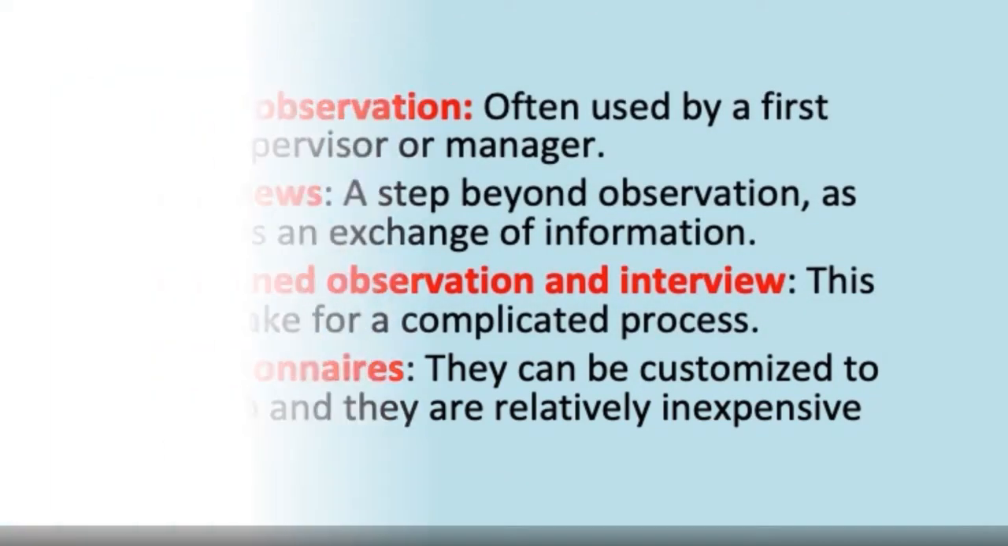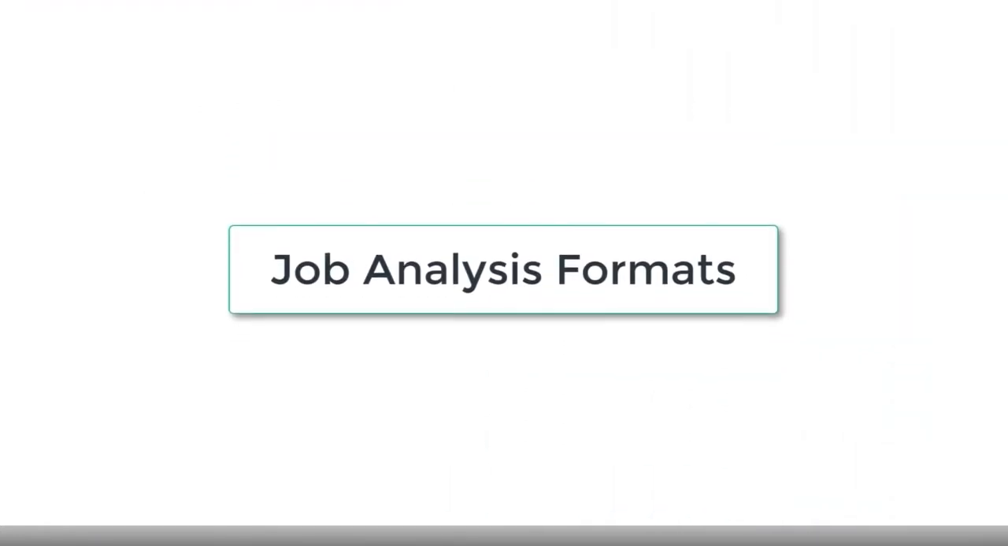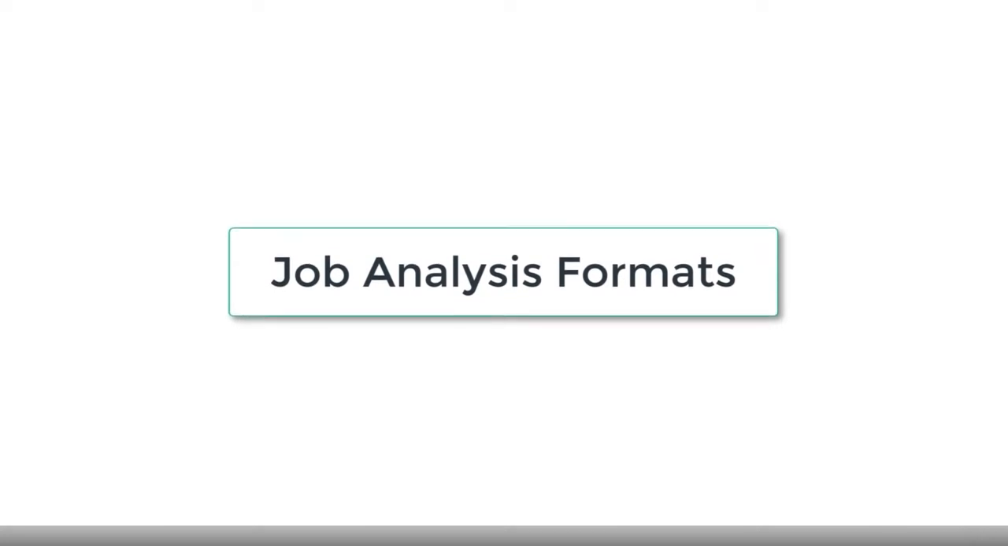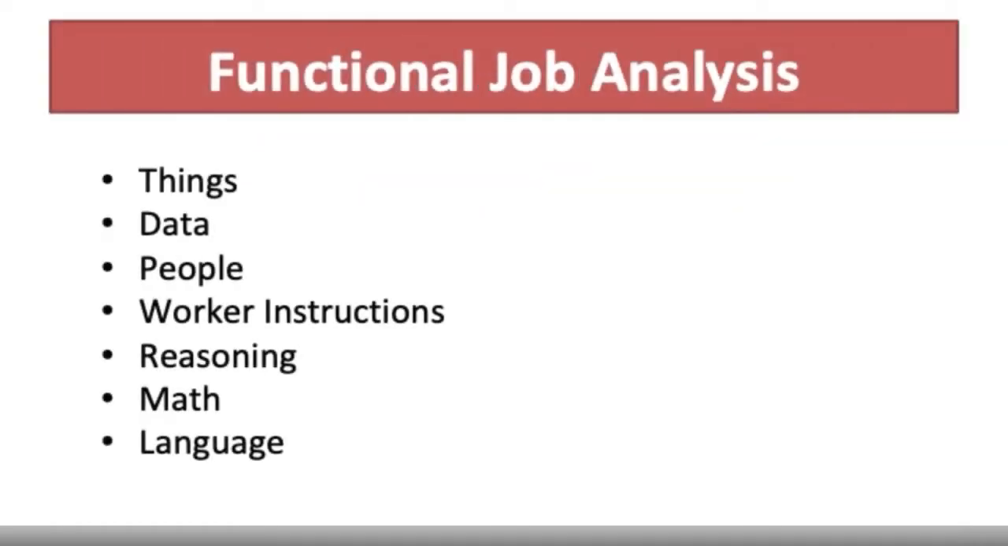And now, let's look at job analysis formats. There are many variations of the basic job analysis format that we just looked at. Here are a few of the most popular. Functional job analysis. As you might guess, this involves analyzing the functions of the job. The most recent version of FJA uses 7 scales to describe what workers do in jobs. Things, data, people, worker instructions, reasoning, math, language.